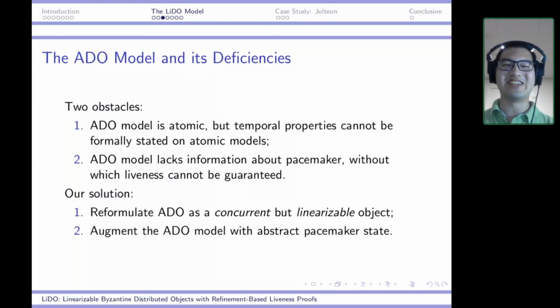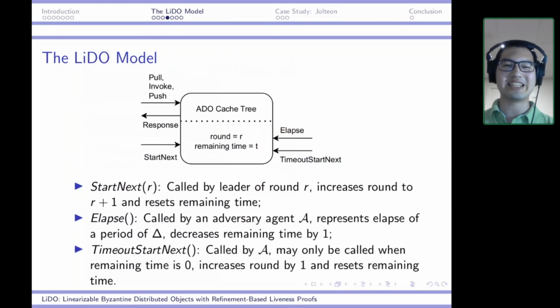A solution, of course, is we augment the ADO model with an abstract pacemaker state. And this leads us to the LiDO model, which is summarized in this figure. On the top part, we still have the ADO cache tree, which is controlled by the pull, invoke, and push operations. In the bottom part, we have these start next and elapse operations, which represent an abstract timer. So start next represents the operation where the leader passes control to the next round. But if the leader does not call it, then the pacemaker comes in and calls timeout start next to start the next round.